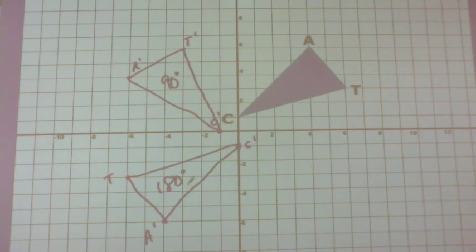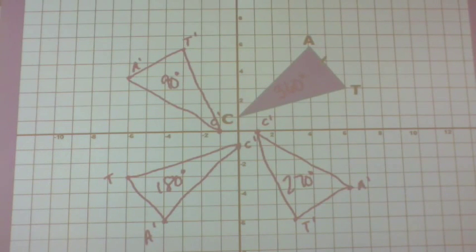And the last one, my 270-degree rotation, was at 1, 0. A is at 6, negative 4. And T was at 3, negative 6. Combine my 3 points to make the triangle. And that was my 270-degree rotation. And if we rotated it one more time, this would be our 360-degree rotation.